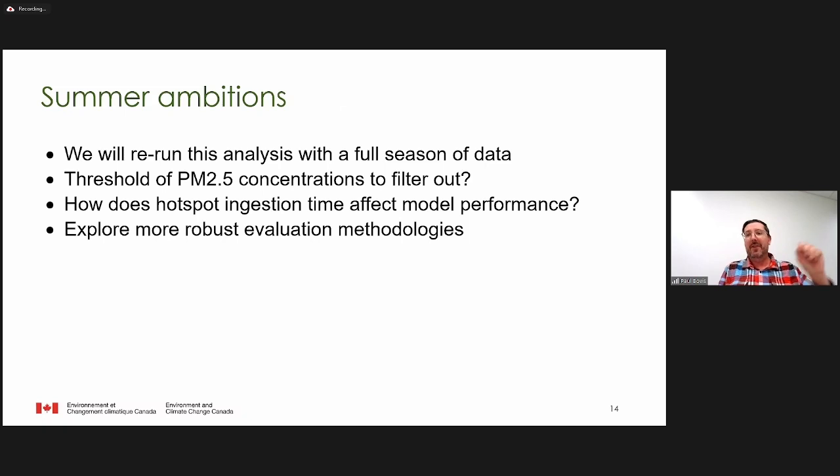And so over the summer, we have 4 main ambitions. We would like to rerun this analysis with a full fire season's worth of data. We'd like to evaluate our systems using a variety of PM2.5 concentration thresholds, the values of which will be drawn from regulations and the established literature. We'd like to further evaluate how hotspot ingestion durations affect system performance. And finally, we'd like to explore more robust evaluation methodologies as established in the literature.